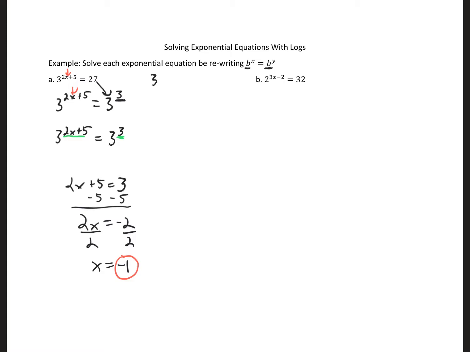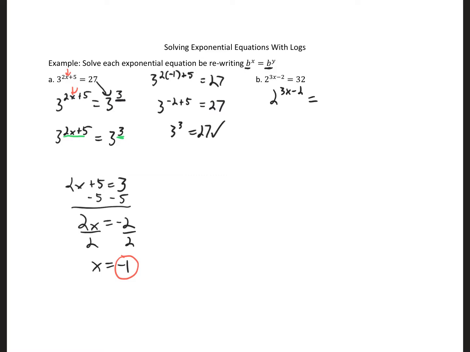So let's see. 3 raised to the 2 times negative 1 plus 5 should be 27. 3 to the negative 2 plus 5 should be 27. 3 cubed equals 27. For this one, we want part B. We want 2 to the 3x minus 2 to give us 32.